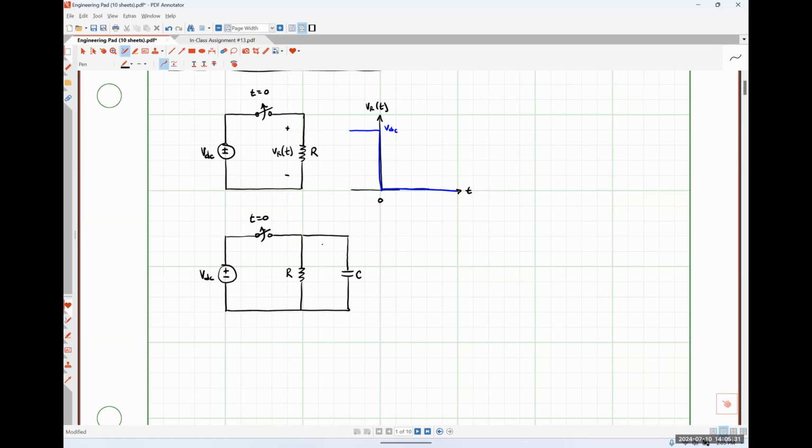And I'm going to call the voltage drop across those two elements in parallel V of t. And over here to the right, we're going to make a plot and try to figure out what's going on again. So on our vertical axis, we'll have V of t, and then our horizontal axis is once again time. So let's start explicitly with what's going on before our switch opens. What do we think V of t should be?